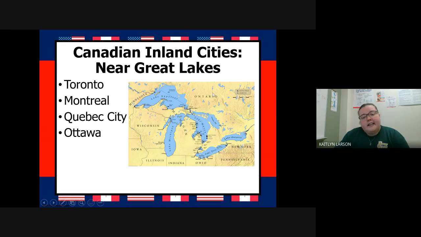So these are technically inland, meaning they are not connected to oceans or seas, but they are connected to the Great Lakes. So in Canada, we're going to have Toronto, Montreal, Quebec, and Ottawa. And Ottawa is actually the capital of Canada.